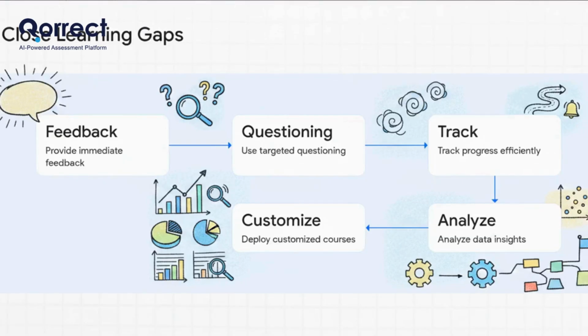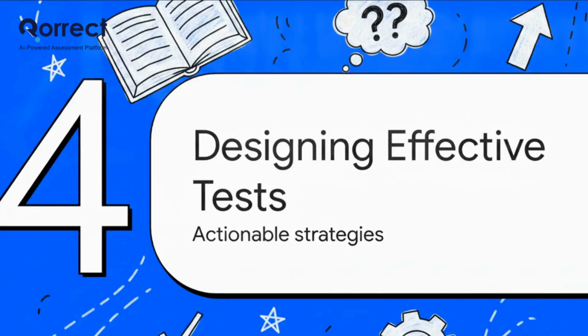Intervening when a student hits a roadblock is really a precise 5-step journey. First, you've got to provide immediate feedback so the student knows exactly where they stand right then and there. Second, use targeted questioning to isolate the exact misunderstanding. Third, track their progress efficiently over time, so if there's a sudden dip, it triggers an automatic alert for you. Fourth, analyze those data-driven insights. And finally, Step 5, deploy customized learning courses to get that student right back on track before moving on to the next complex topic.